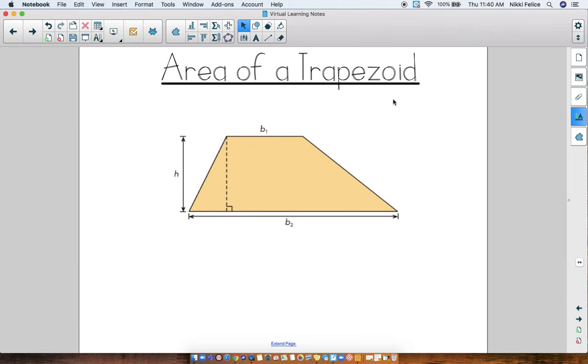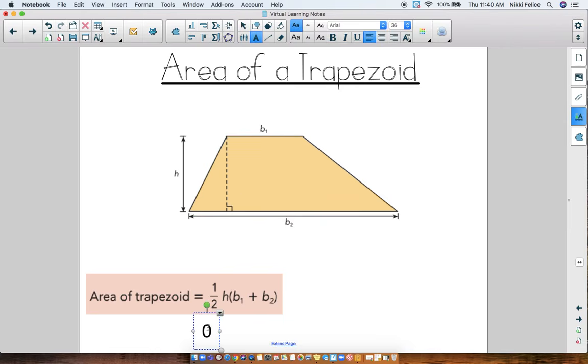So here's my trapezoid. How do we find the area of a trapezoid? Using this formula. The area of a trapezoid equals 1/2 times the height times base 1 plus base 2 together. So you would add the two bases together and then do 1/2 times height times the bases. Of course, if you don't like using a fraction, you could turn 1/2 into 0.5 because 0.5 and 1/2 are the same number.